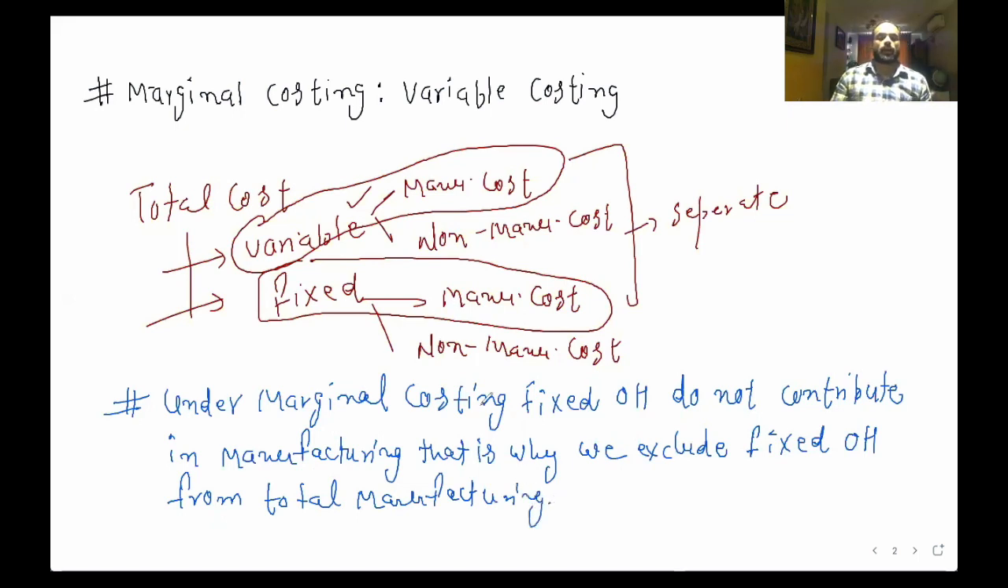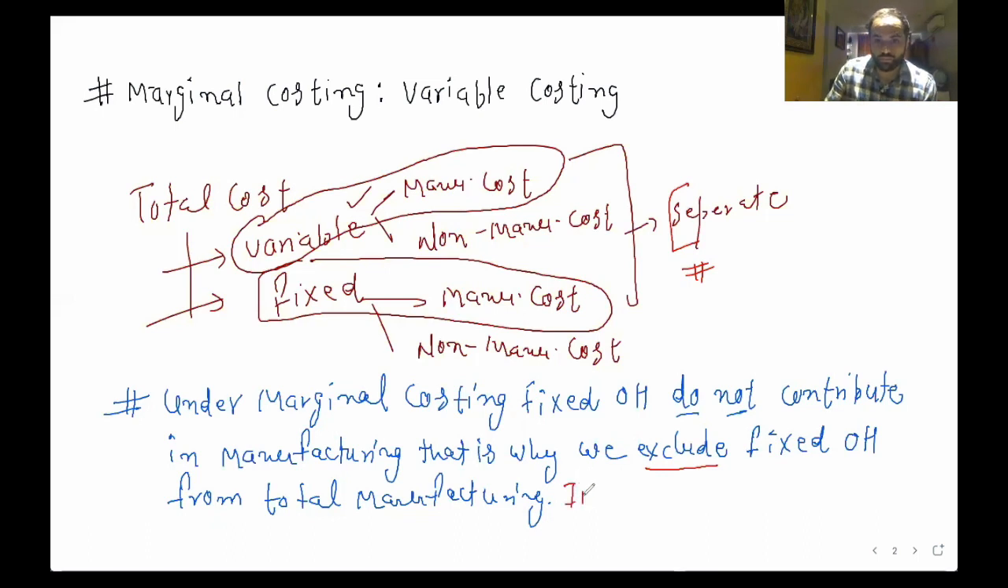All right, under marginal costing, fixed overhead does not contribute in manufacturing. That is why we exclude it. Excluded means we keep it separate, our fixed cost. So what does it mean? It means when we are calculating fixed overhead, we will not use production units. That's the meaning of this.